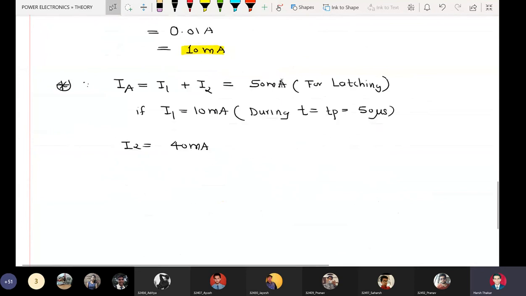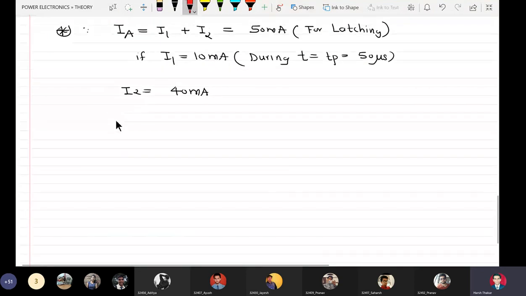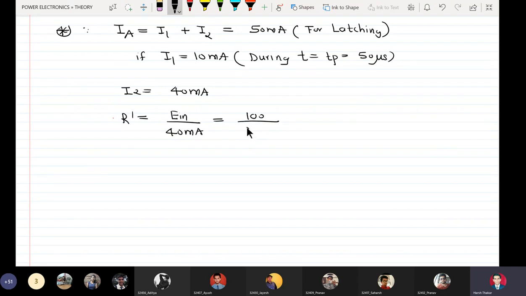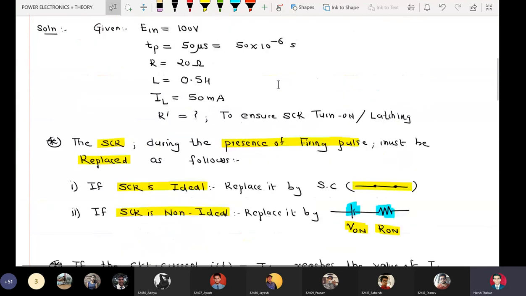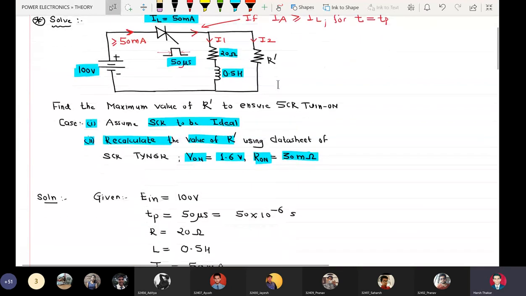across R dash. So we can say that the value of R dash is equal to E in upon 40 milliamperes, which is equal to 100 upon 0.04, which is equal to 2.5 kilo ohms. This is the answer. So R dash must be equal to 2.5 kilo ohms. This is the answer to the first bit.